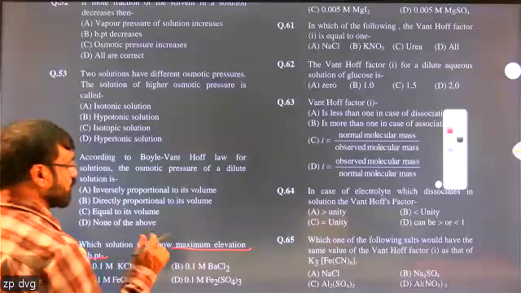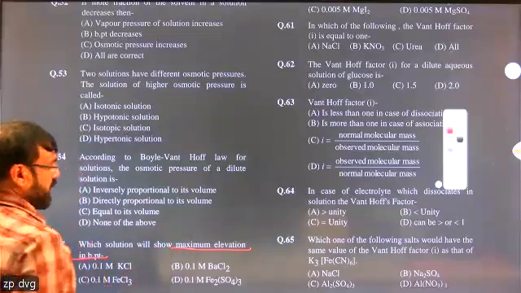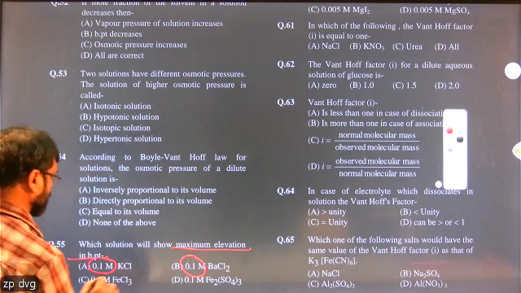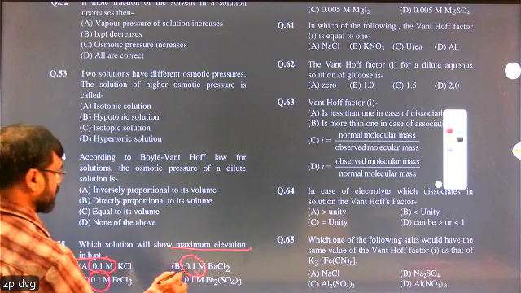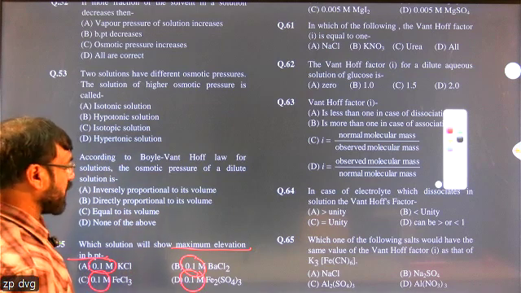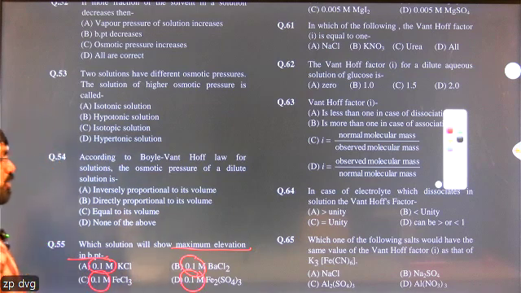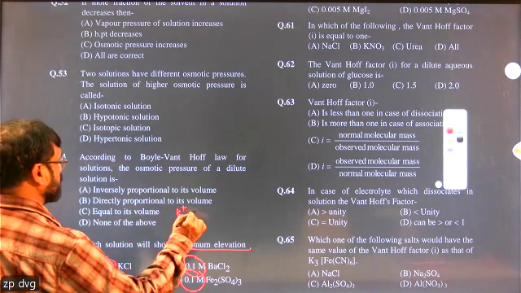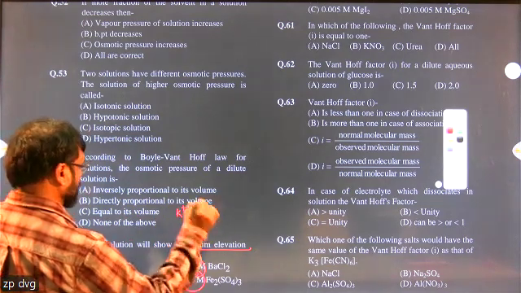So if the boiling point increases more, the solution should contain more number of particles. How can we select the correct option here? All are having the same concentration, so we have to select the one in which more number of particles are there. In case of KCl, only K+ and Cl-, only two particles are there.